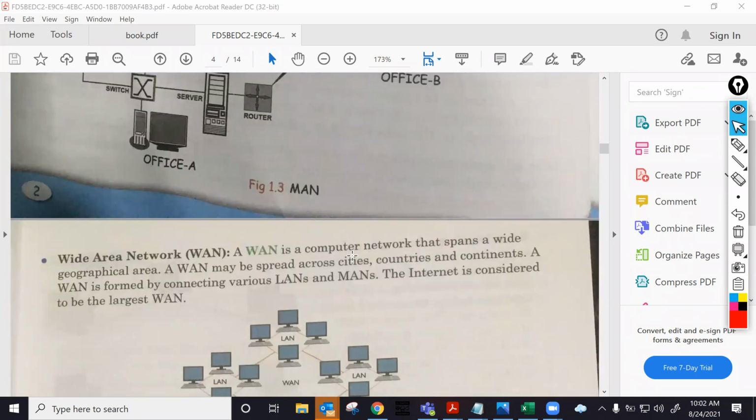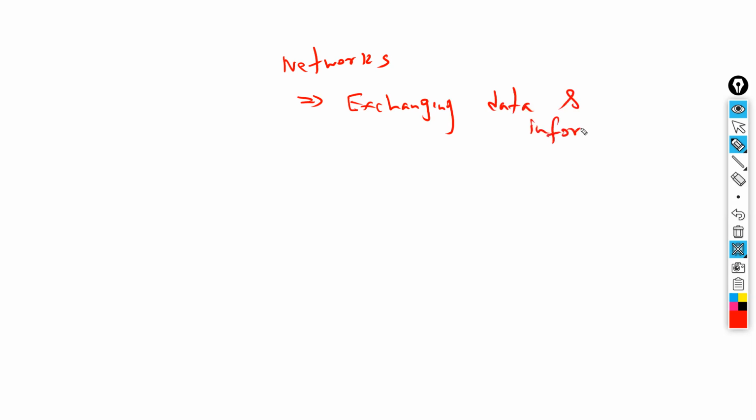Okay. So let me recap a few things we discussed last week, right? You remember that we have discussed networking. I said that a computer network is two or more computers that are interlinked together for exchanging data and information. That is the main objective of the network.